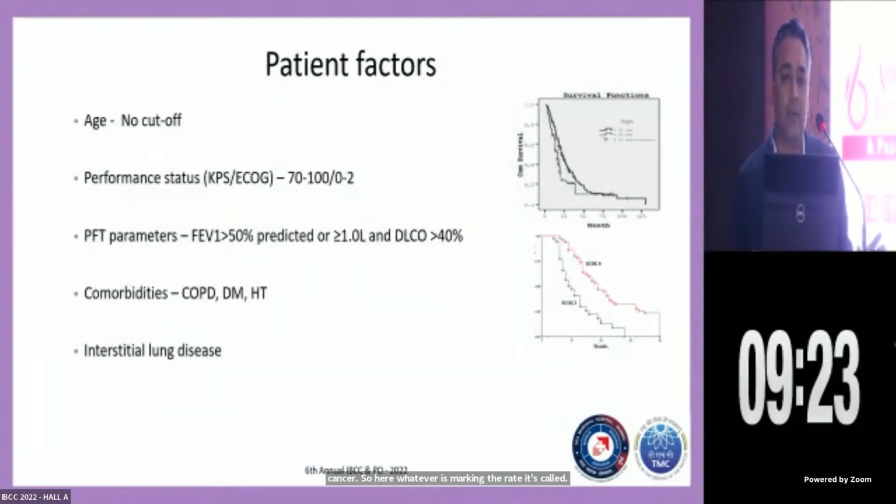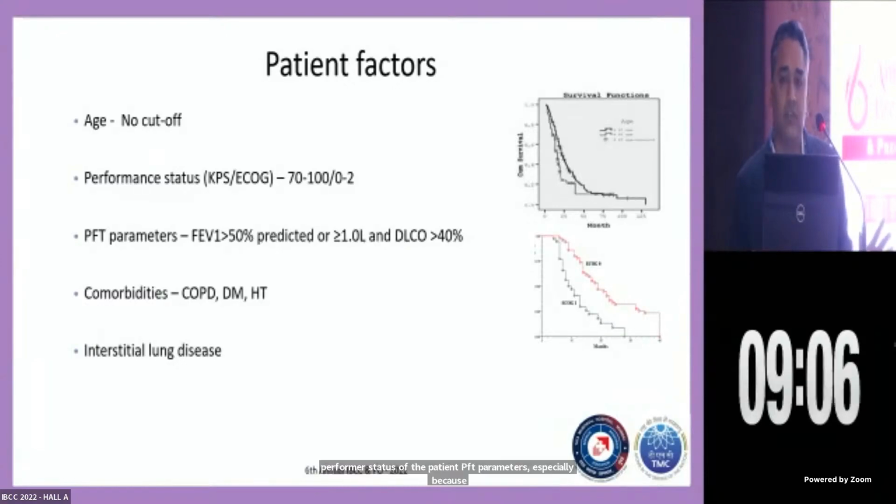As far as the patient selection is concerned, before we plan for radiation therapy in locally advanced lung cancer, we need to take into account the age of the patient, because it's not an absolute cutoff, but it depends on the performance status of the patient. PFT parameters, especially, because whether it is stage 1 or stage 3, the PFT parameters do play a role in the management of the radiation therapy.